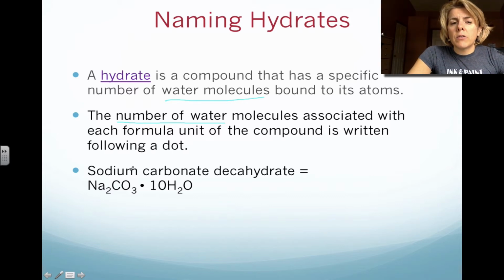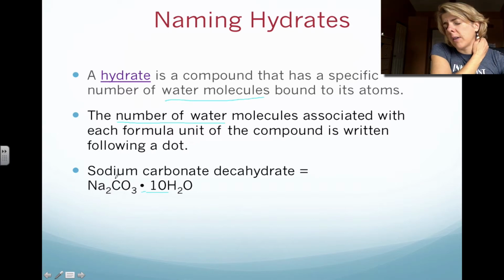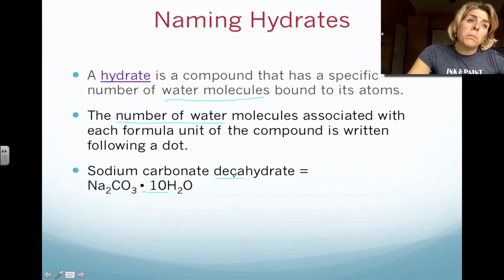In this situation here, at the bottom here, we have sodium carbonate, and we have 10 waters that are attached to this molecule, or this compound, I should say. And because it's 10, we call it decahydrate. So we need to use prefixes when we are naming hydrates.